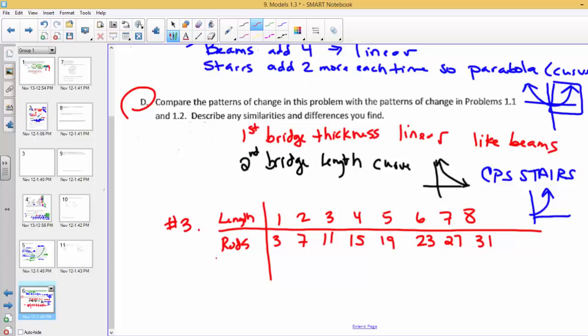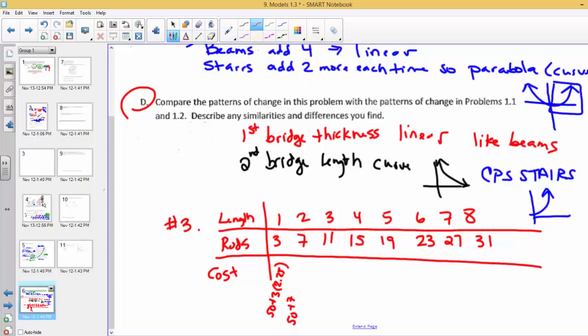So the next part of this problem, number 3, is the cost of the beam. And it says that it's $2.25 for each rod plus $50 shipping and handling. So this is going to be $50 plus 3 times $2.25. You can figure that out and you can put the cost right in there. So the next one would be $50 because it's $50 shipping and handling times 7 times $2.25. So go ahead and finish filling out the table.